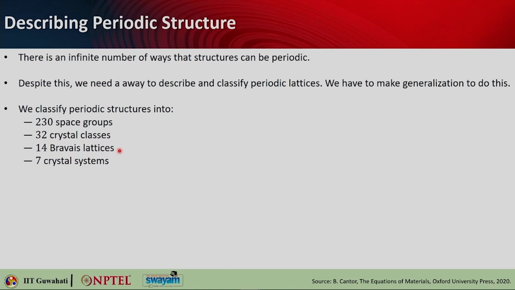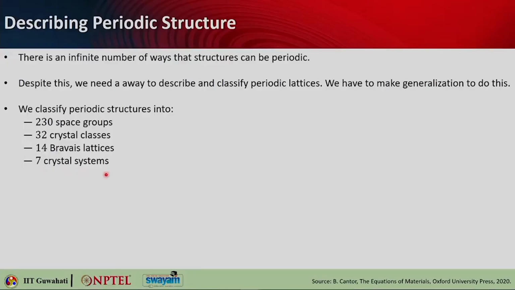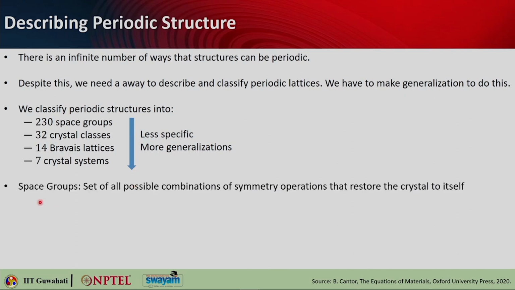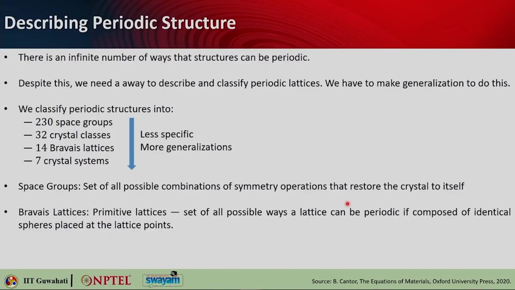I believe from the material science kind of courses, you might have heard about the 14 Bravais lattices that are present, and they also fall under 7 crystal systems. So these are kind of generalizations. As you go down, they become less specific and more generalized. Now, what are these space groups? These are the set of all possible combinations of symmetry operations that restore the crystal to itself. So what are the different possible combinations of operations you can perform on a particular crystal?